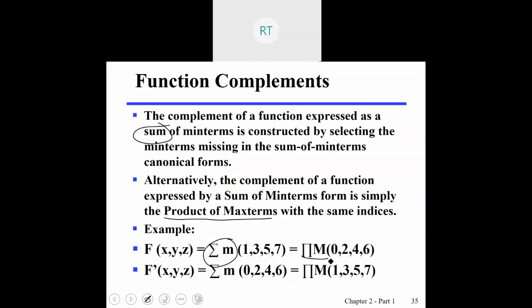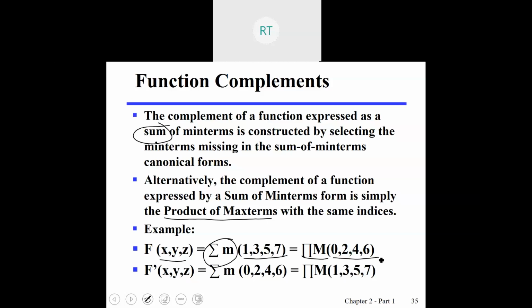So you have here f of x, y, z. This is telling me that I have 3 variables that I am listing the output for, equals sigma m 1, 3, 5, 7. This is where I have my ones. It is equal to pi of big M 0, 2, 4, 6. What does this say? 0, 2, 4, 6. This is where I have my zeros. Perfect.